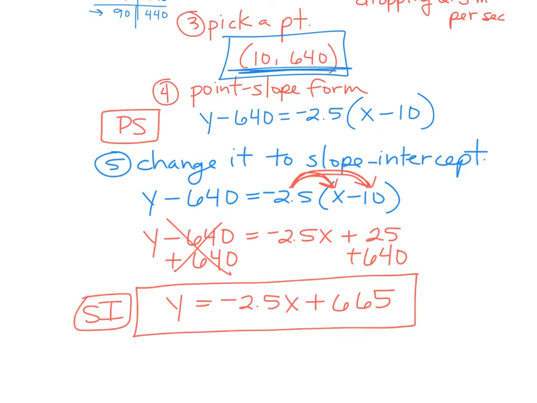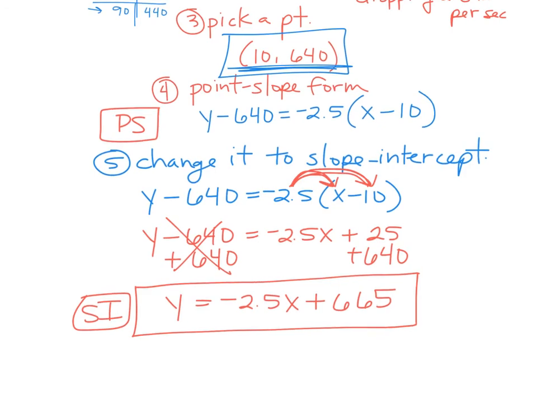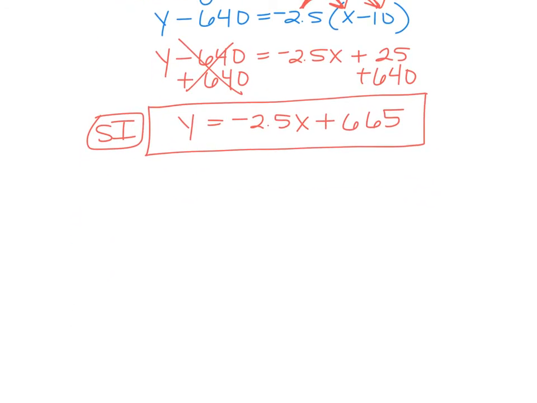The last question that you have to answer on this is what does it mean? We already said this: your slope means you're going down 2.5 meters per second. And then do you know what this means?